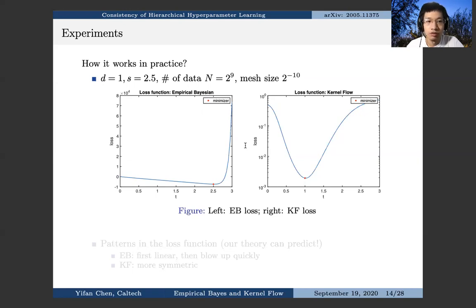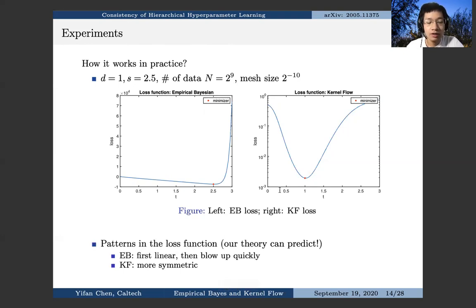figures of the loss function for the two different methods. On the left-hand side is the empirical loss. The x-axis is the value of t, the parameter value, and the y-axis is the loss function value. We can see that the minimizer is 2.5, matching the prediction because s equals 2.5. On the right-hand side, we see that the minimizer of the KF loss function is 1, matching the prediction because we predict it will converge to s minus d/2. Here it is 2.5 minus 0.5/2. That is exactly 1.